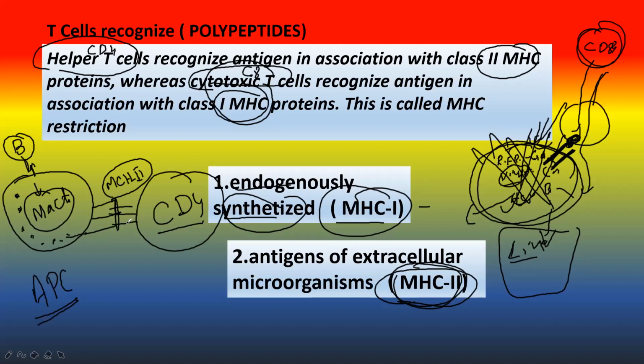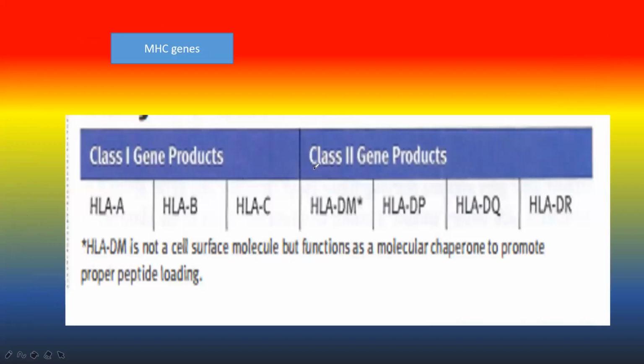The two proteins are different, they work differently. So MHC2 presents exogenous antigen to the CD4 cell. Endogenously synthesized antigen is presented with the help of MHC1 and given to the CD8 cell. Clear? The two different ways. MHC genes are not the same in every person. We have two groups.